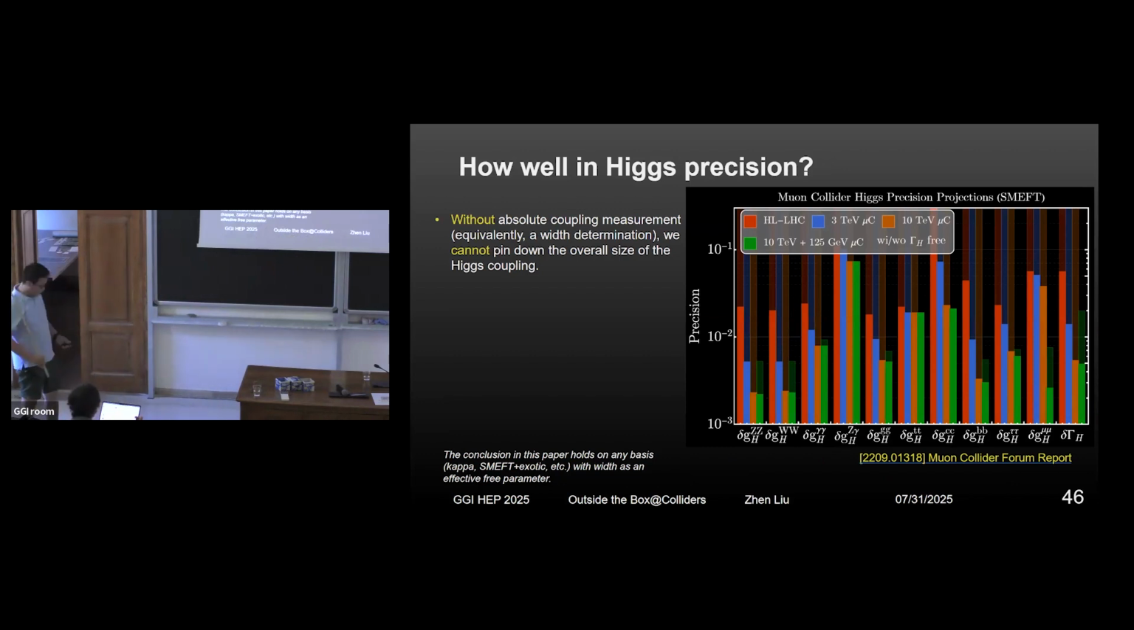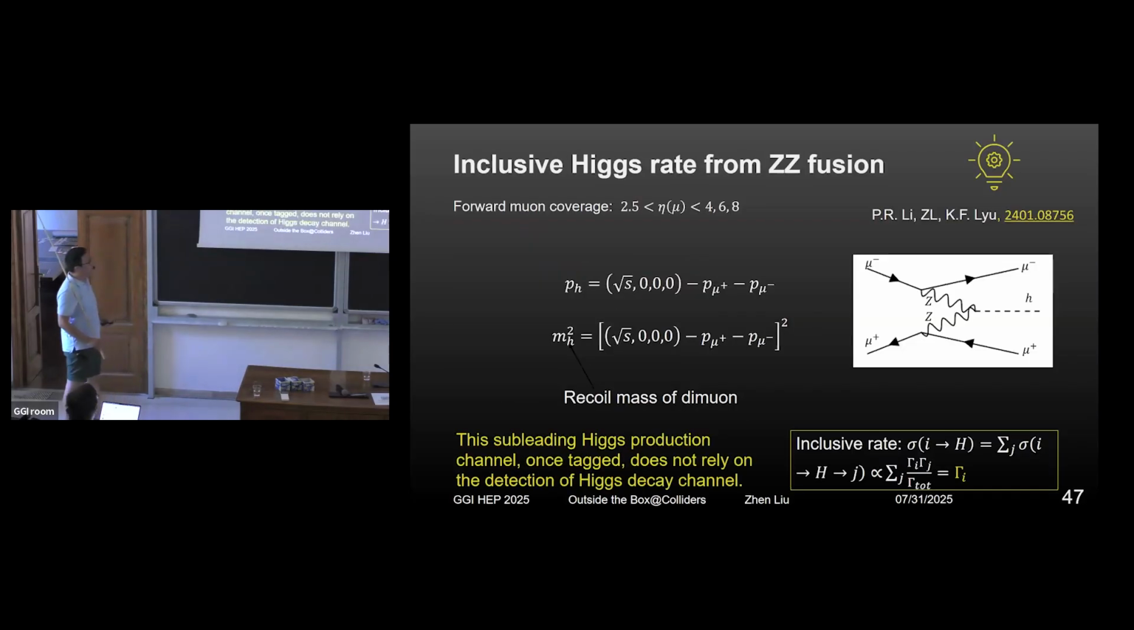So can we get around this inability to determine the Higgs width? What we show with my student Pei-Ran Li, who is also here, is that we should make use of the sub-leading Higgs production channel of ZZ fusion by tagging those forward muons, and do an inclusive Higgs measurement and determine the width. So we recover the muon collider program to make it interestingly compatible with other Higgs factory programs for the Higgs width.